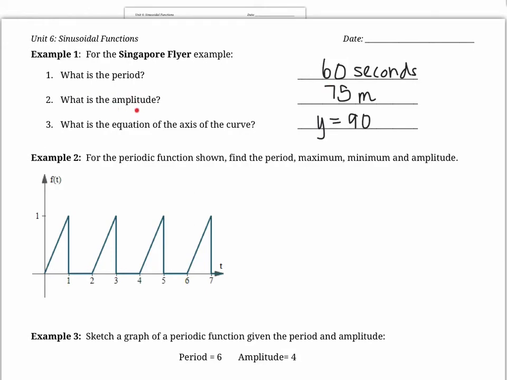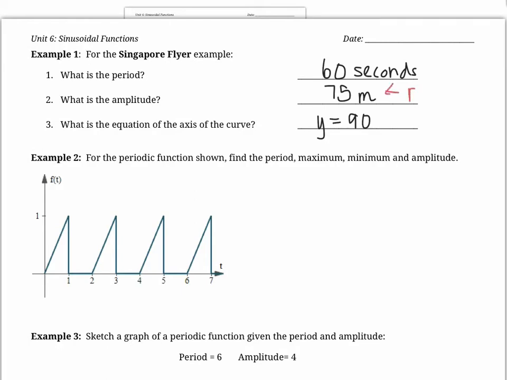The amplitude was the maximum minus the minimum divided by 2. The maximum is 165. Subtract the minimum, which is 15, divide that by 2, and you get 75 meters. That also ended up being the radius. So that was the radius of the wheel.